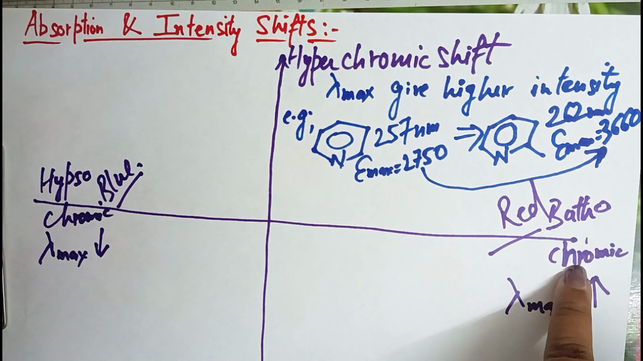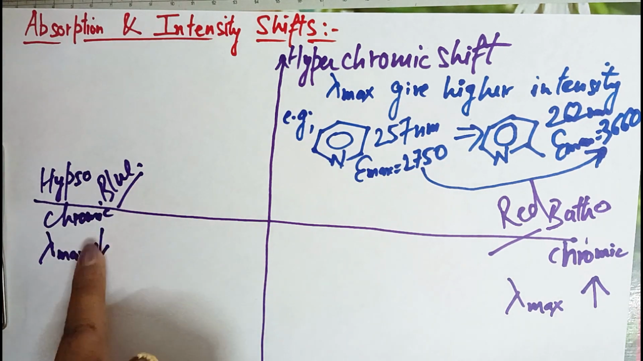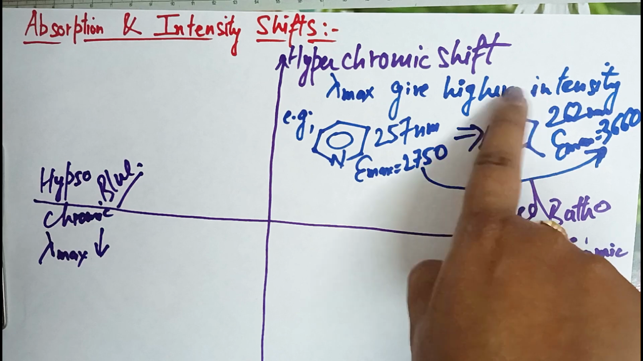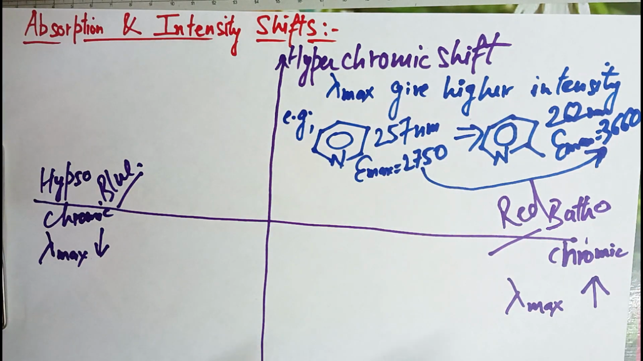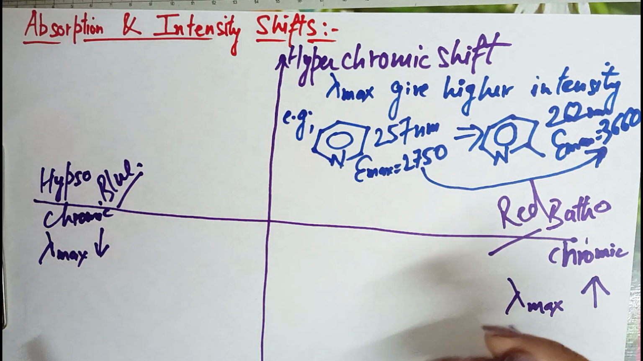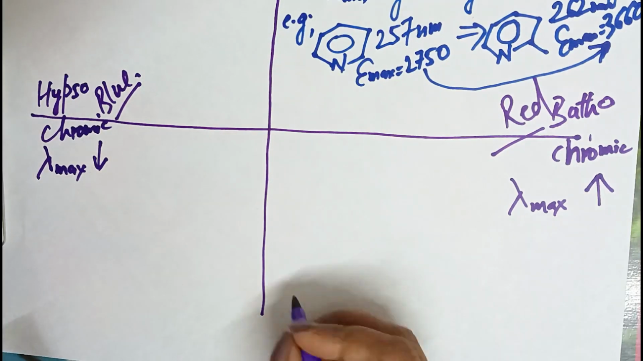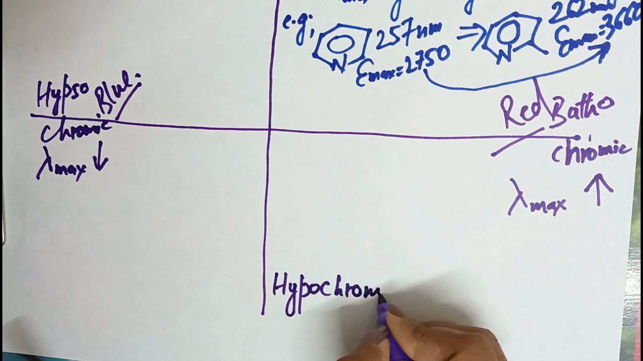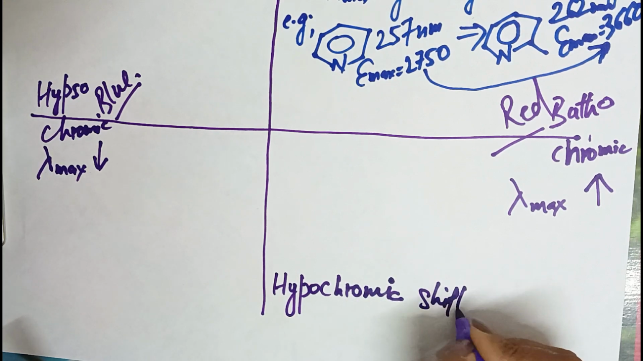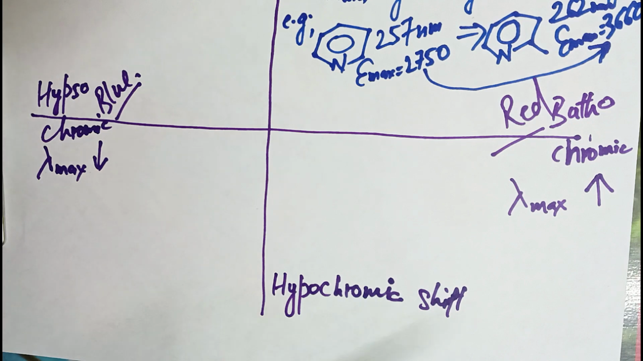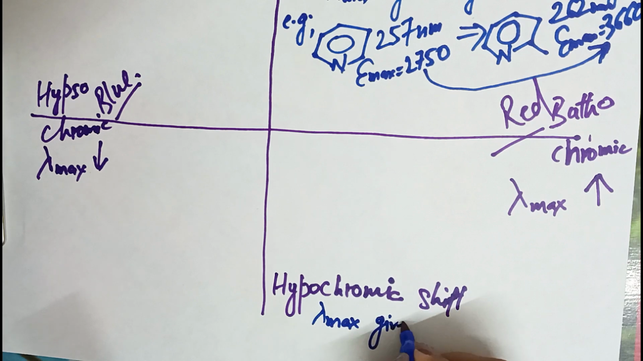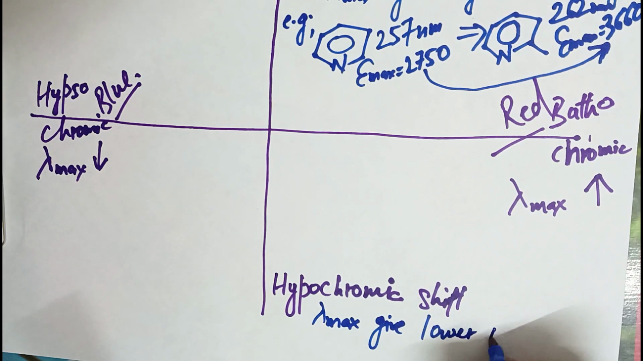Till now, in bathochromic shift lambda max increases, in hypsochromic shift lambda max decreases, in hyperchromic shift intensity of lambda max increases, and in the next shift, hypochromic shift, the lambda max gives lower intensity, that is, intensity decreases. So in hypochromic shift, here lambda max will give lower intensity.